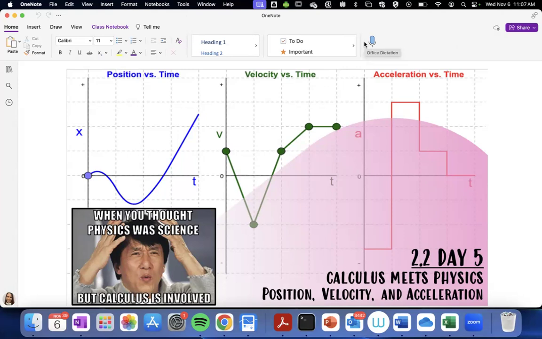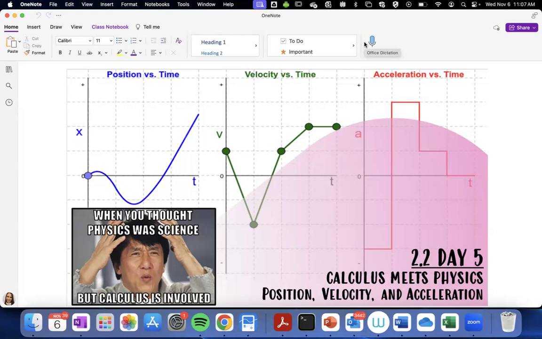Okay. I also love, if you flip to the picture, I also love this picture. Not just the one in the beginning of your packet, but when you thought physics was science, but calculus is involved. So how many of you have had physics already? Or currently have it? Yeah. Do you know how there's like so many formulas to memorize?